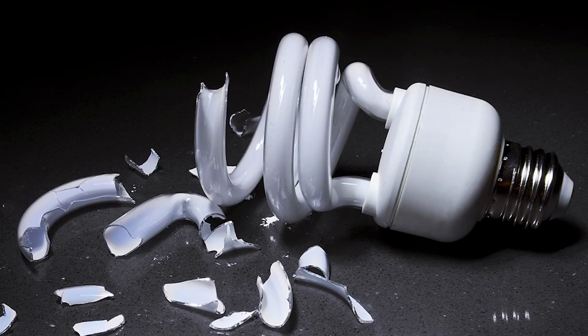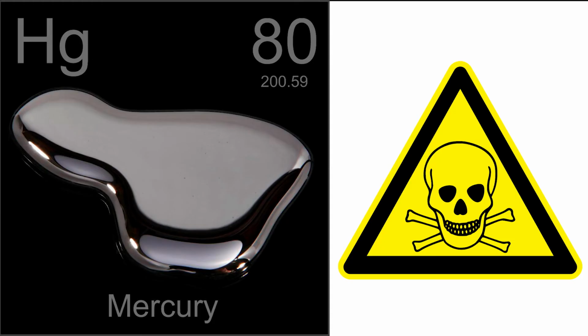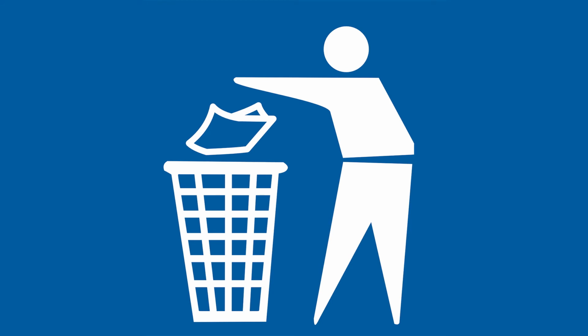You must be very careful not to break fluorescent bulbs that are rolled up. These contain mercury. Mercury is a neurotoxin. In case you break one by mistake, dispose of it immediately and ventilate the space where it broke.